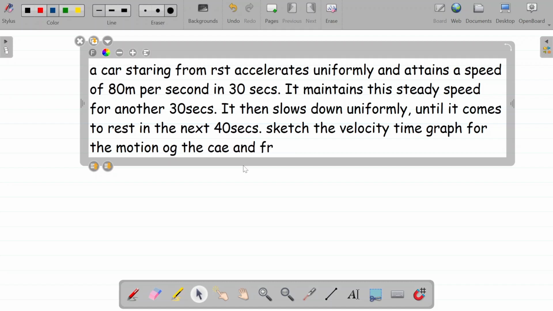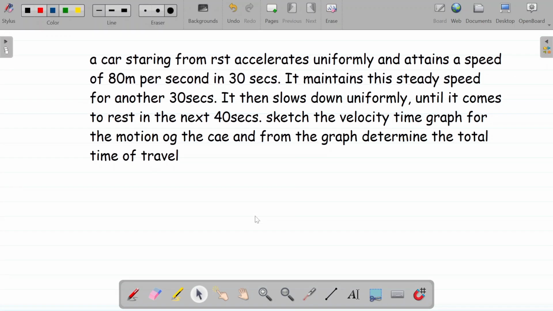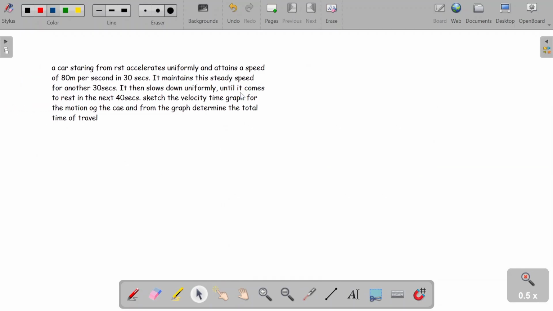and from the graph determine the total time of travel? So this is a very long question. So let's try to solve it together. So this is the question up here. Now let's try to solve it together using our marker.